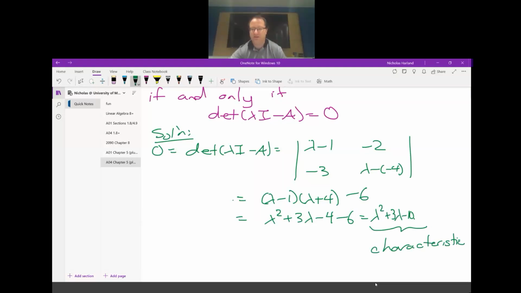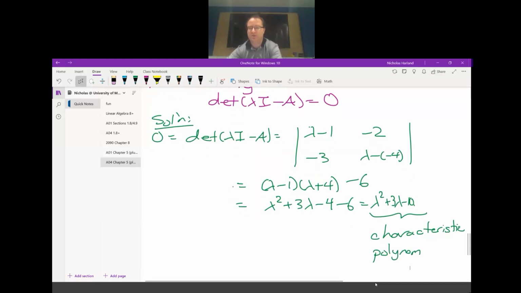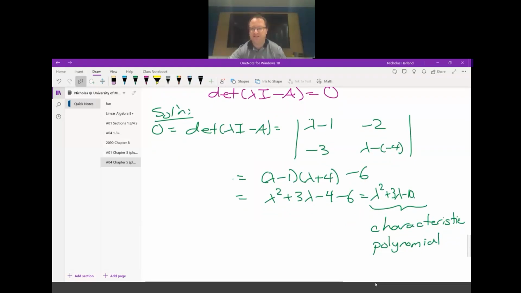When the question asks for the characteristic polynomial, that's what this quadratic is talking about, at least for this example. So lambda squared plus 3 lambda minus 10. All right, so any questions about how we found it before we actually solve it to get the eigenvalues? Yeah, to get the eigenvalues, you'd solve the quadratic.